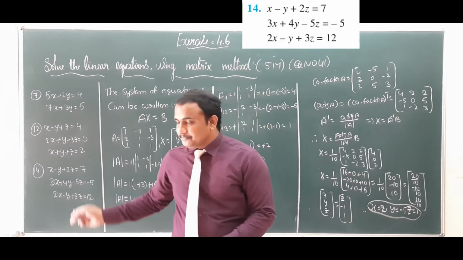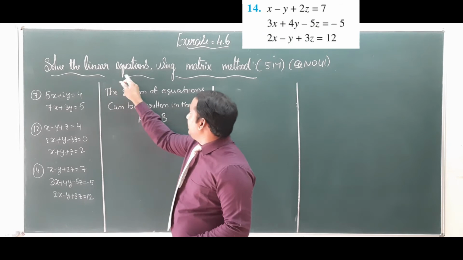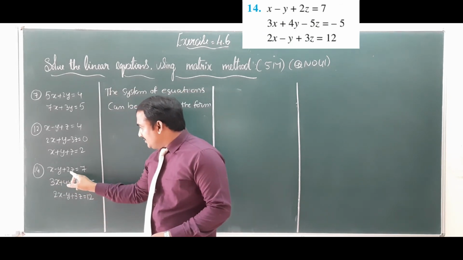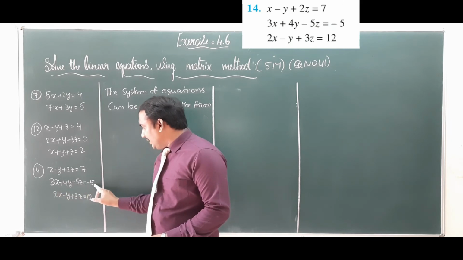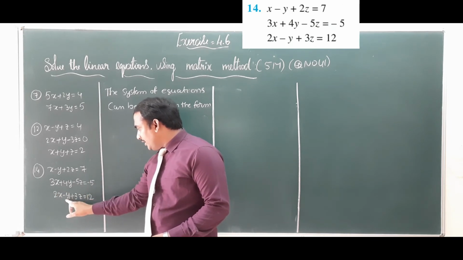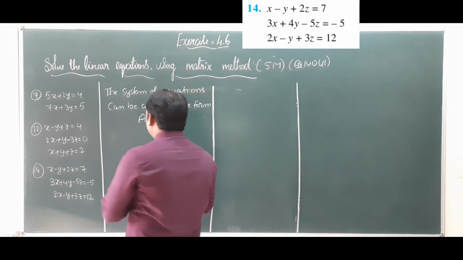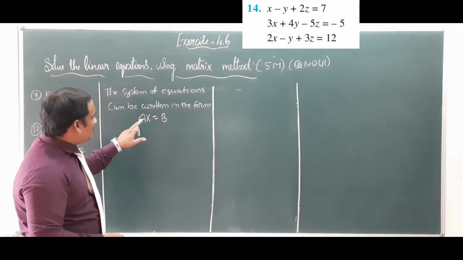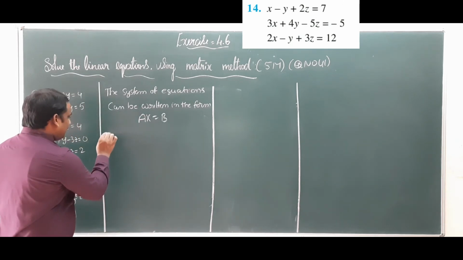Next question you see. Question number 14. Solve the linear equations using matrix method. Here x minus y plus 2z equal to 7, 3x plus 4y minus 5z equal to minus 5, 2x minus y plus 3z equal to 12. Clear? First step you have to write the system of equations in the form of AX equal to B. After that A matrix here.